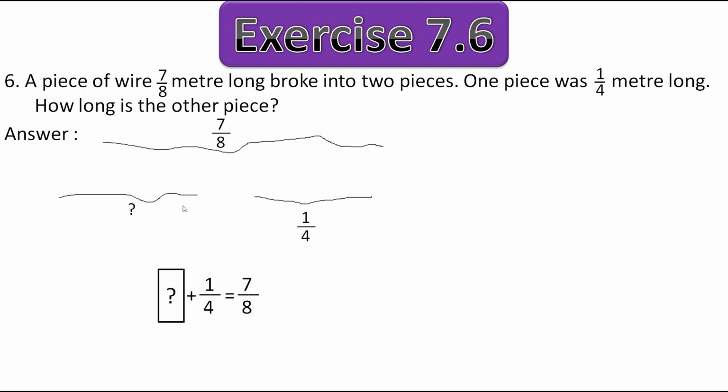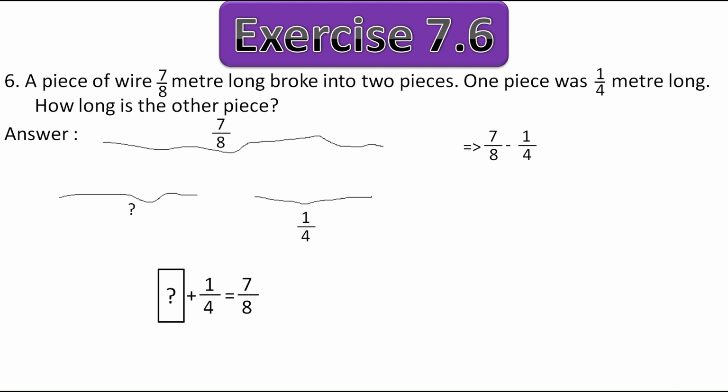Okay. Now to find this one, we have to subtract this 1 upon 4 from 7 upon 8. Why? Because these two wires are part of this wire, right? If we subtract the length of this wire from this wire, automatically we will get the length of this wire. So let's subtract 7 upon 8 minus 1 upon 4.